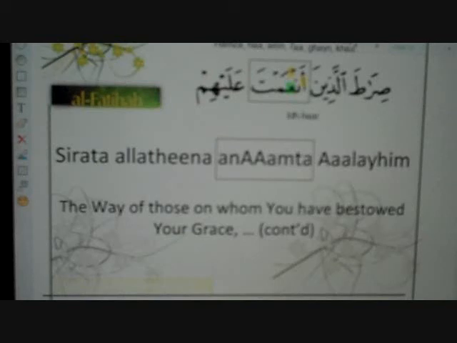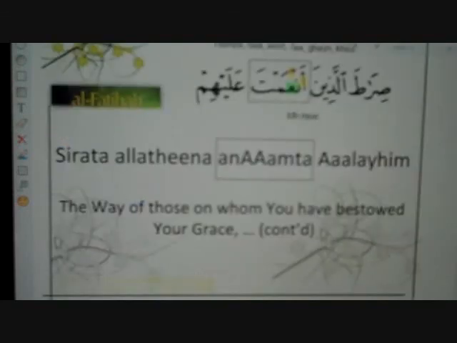صراط الذين أنعمت, and not أنعمت with a different sound. We also do not give the characteristic of qalqala to the noon here, because the letters of qalqala, the letters of the bouncy sound, are these five: Qutbujad. Qaf, ba, jeem, dal, and ta. And amta.